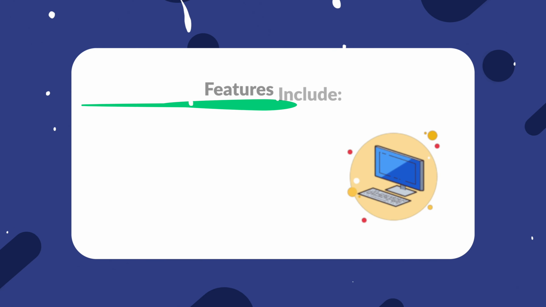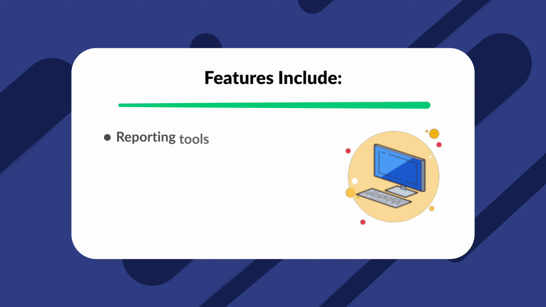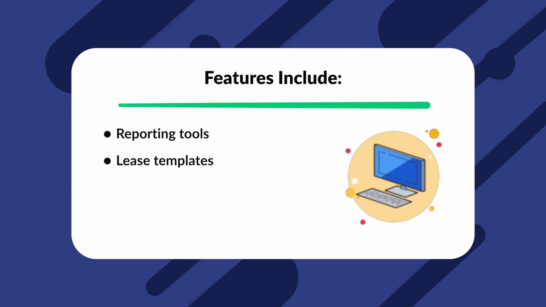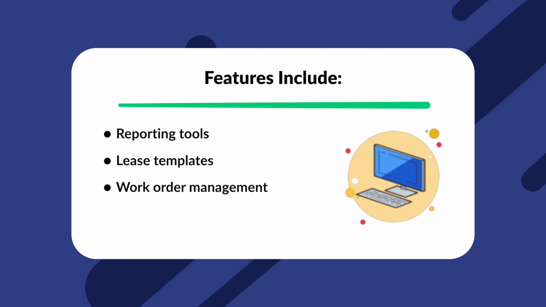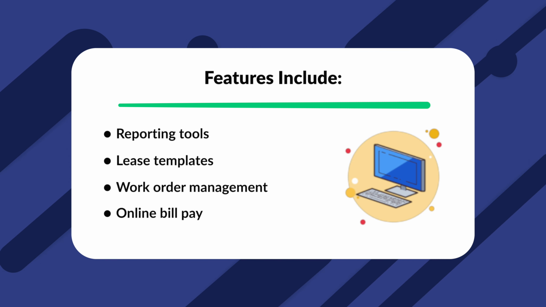MRI Commercial Management. It's great for commercial property management. MRI Commercial is designed to offer a robust set of features, tailored specifically to help you manage your commercial properties. The software user interface can feel a bit dated and more complicated to use than other options. But its feature list is one of the best if you're looking for a solution tailored to commercial property. Features include reporting tools, lease templates, work order management, online bill pay, and much more.